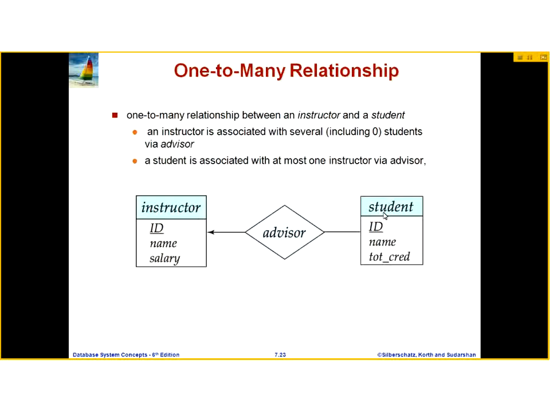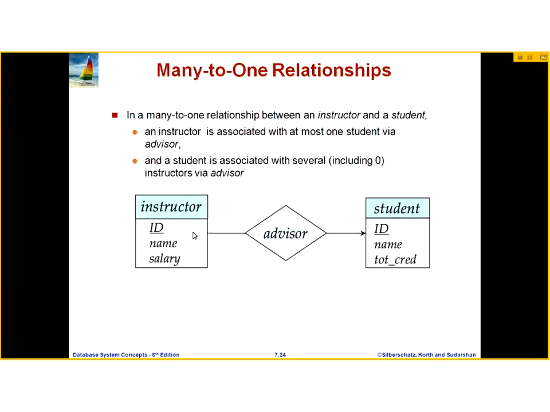In one-to-many, one instructor can advise many students, but one student can be advised by one instructor. So this is a one-to-many relationship. This is representing one, and this is representing many. But remember, if you say many, it means 0, 1, 2, or many.